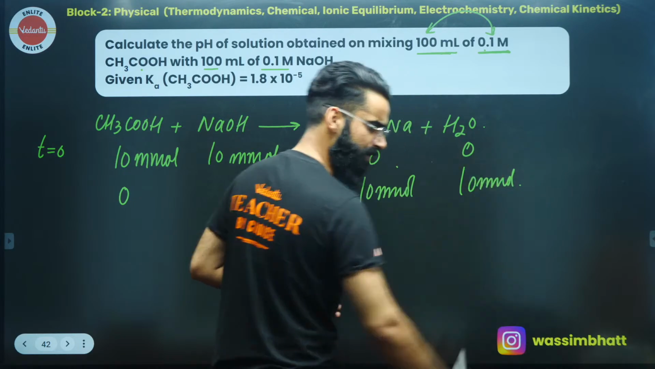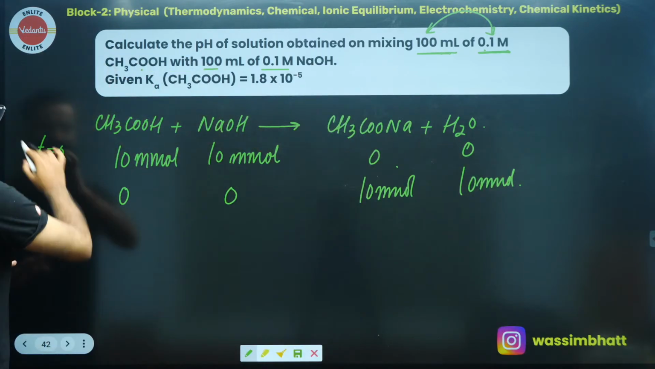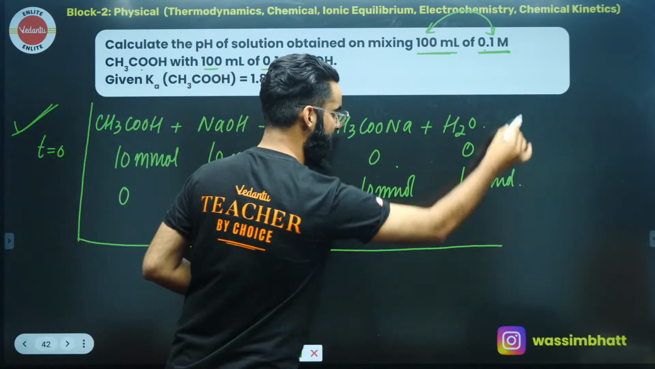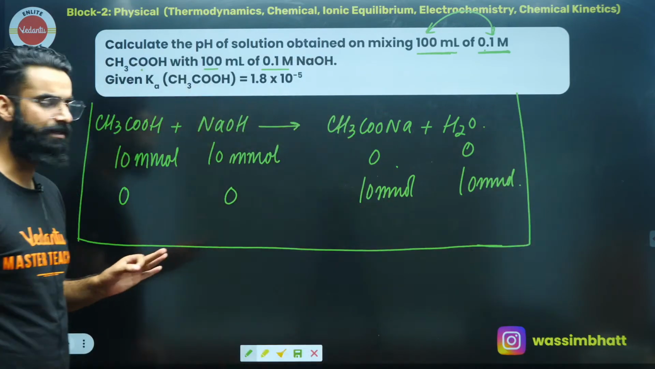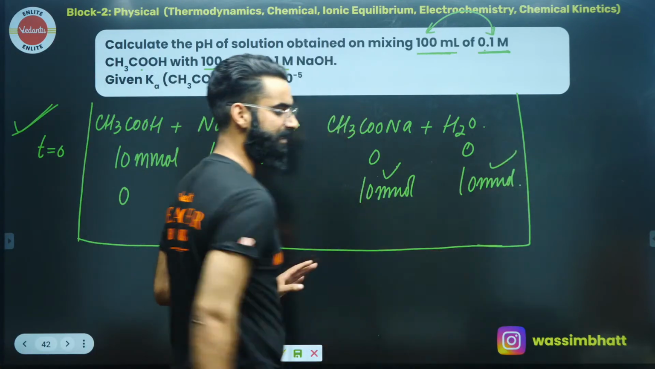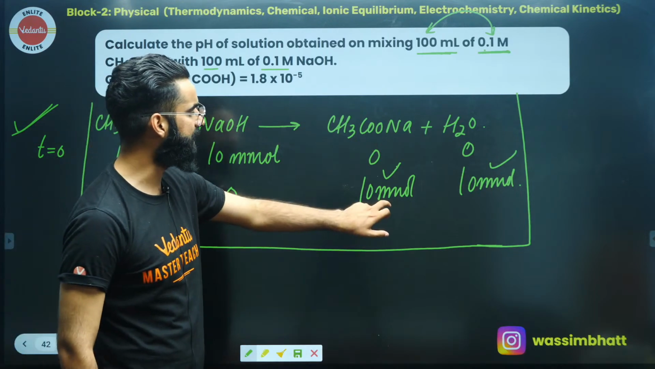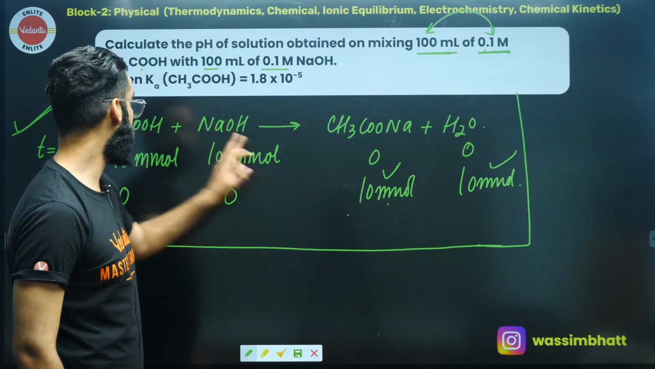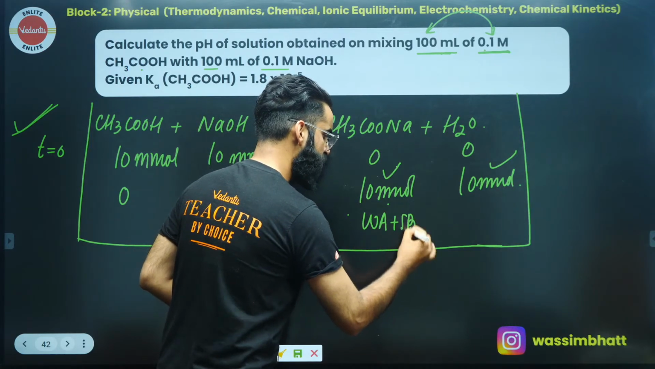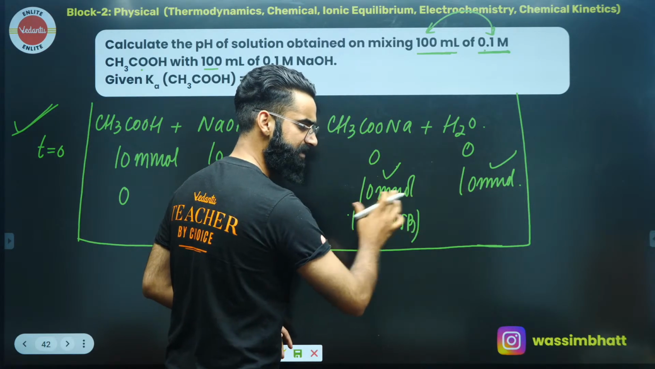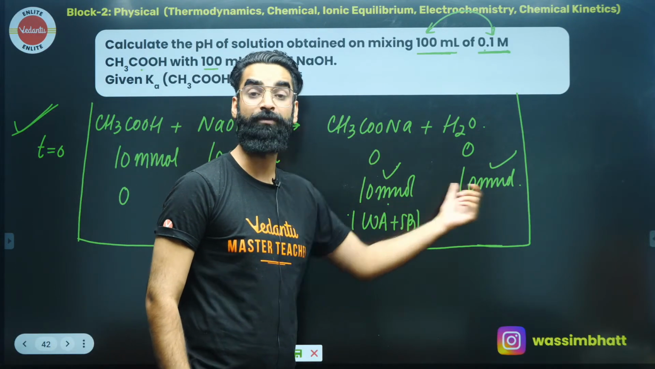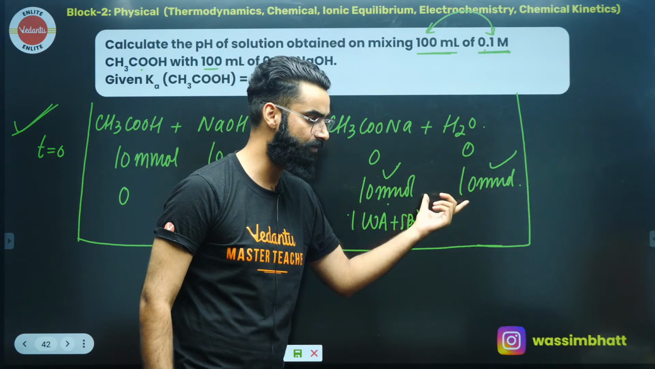Now check it out, my dear people. At the end of the reaction, what you'll find in the container is salt and water. Now, what kind of salt is there finally in the container? This is a salt of weak acid and strong base, right? Salt plus water is there in the container. So can I say they will be undergoing hydrolysis? This is the case of salt hydrolysis, right?